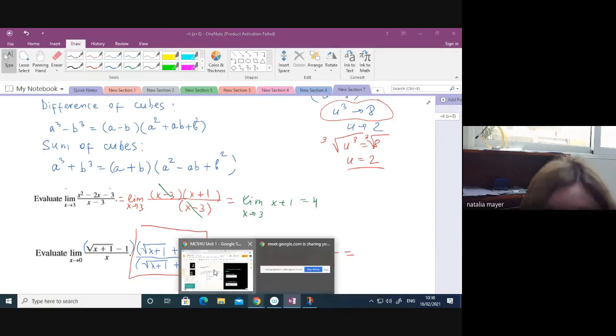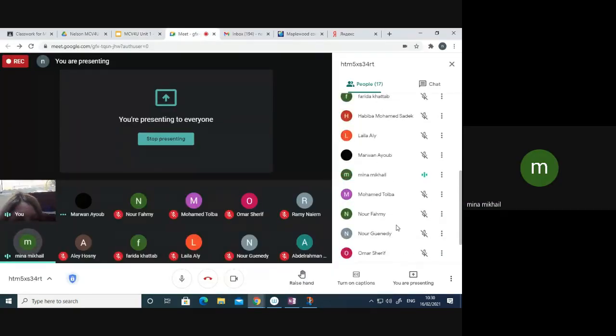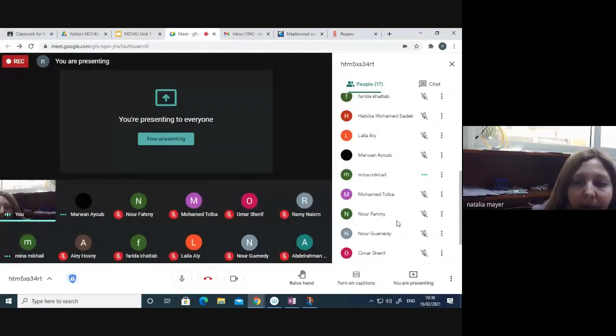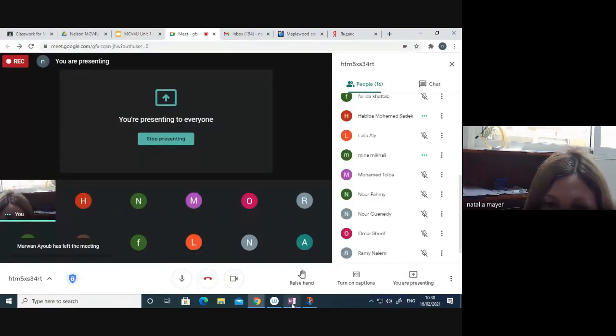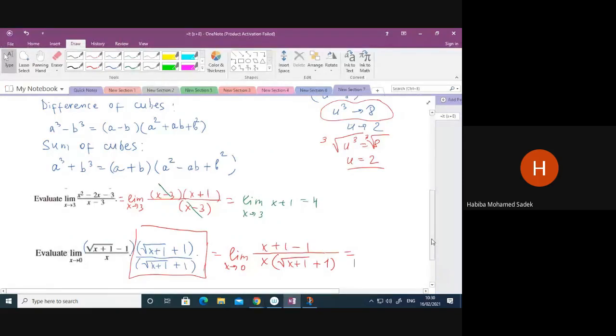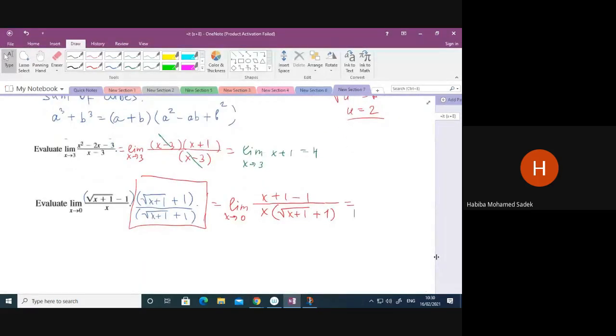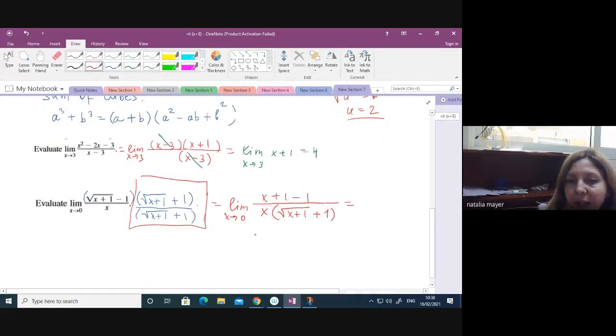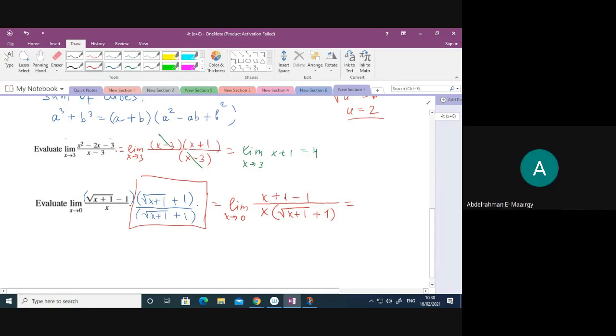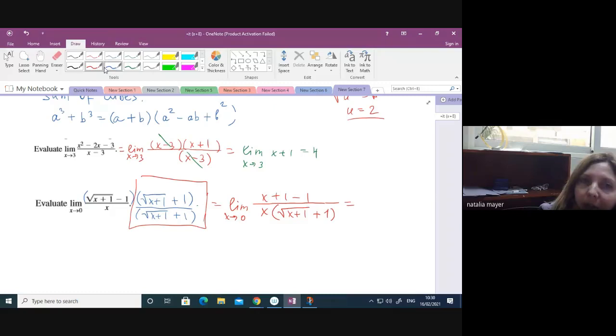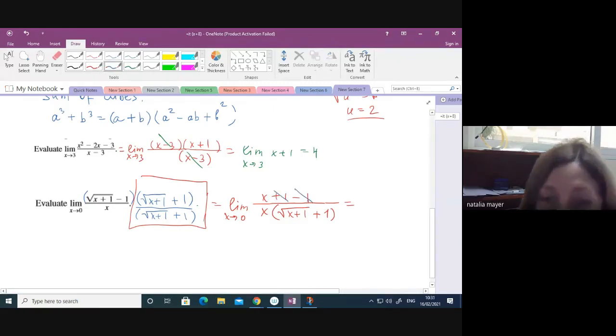Next step, we will cancel out the 1, Habiba. Okay, so you're going to cancel out the x's and then the 1 and the minus 1. But before I cancel x's, I have to do something, the way it looks now. I don't have the right to cancel x because it is x plus something. So we cancel the 1 and the minus 1 first, in order to have the legal right to cancel x. And you cancel the x's.